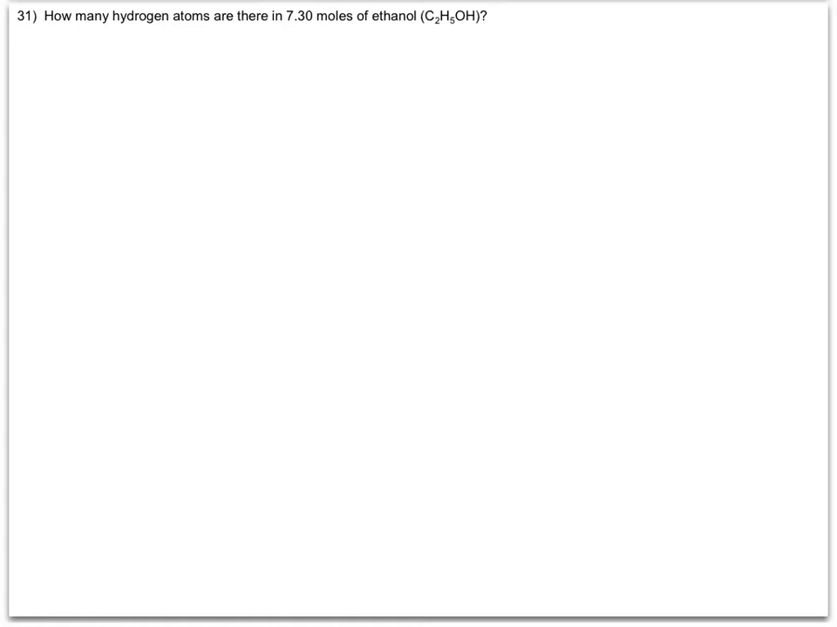How many hydrogen atoms are there in 7.3 moles of ethanol? Okay, and again, this is a full-blown stoichiometry problem. So we are given 7.30 moles of C2H5OH, and the reason I know that is because we're going from ethanol to hydrogen. We've got 2 different substances here.